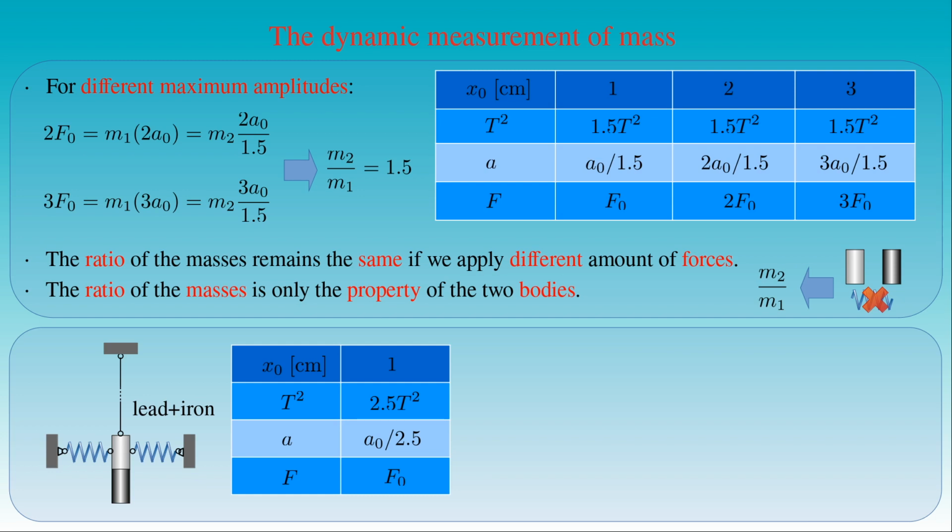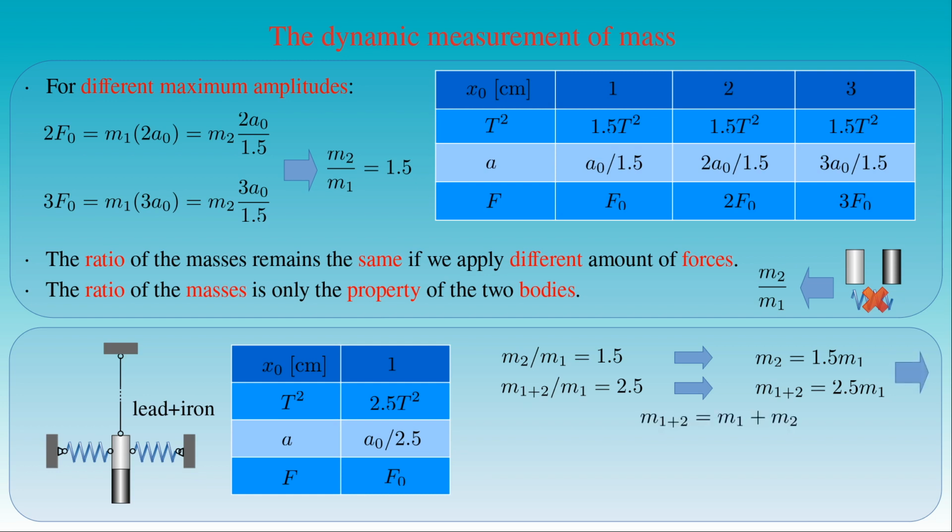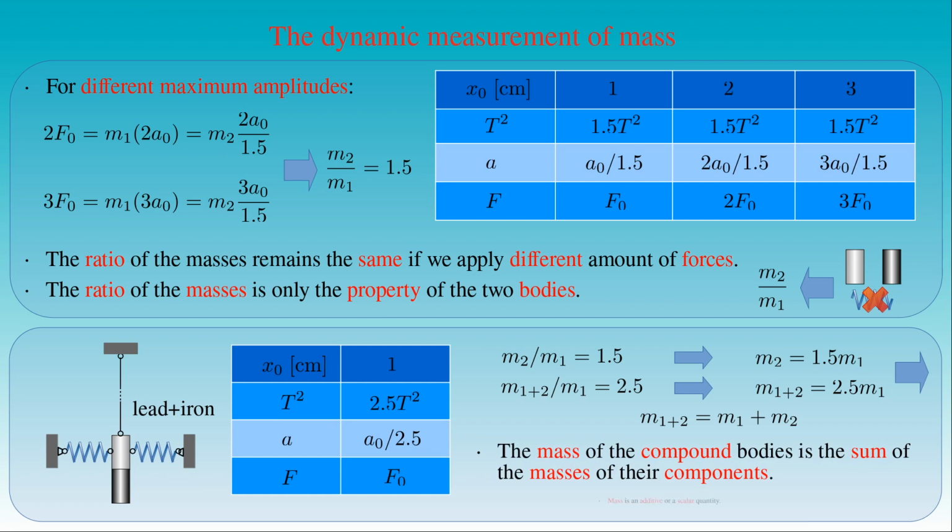We have already seen that the ratio of the mass of the lead cylinder to the mass of the iron one is equal to 1.5, that is, the lead cylinder is 1.5 times more massive than the iron cylinder. This experiment shows that the mass ratio of the double cylinder to the single iron cylinder is 2.5, at least with a relative error of a few percent. That is, the compound of cylinders is 2.5 times more massive than the iron cylinder. Then we conclude that the mass of the compound of cylinders is the sum of the masses of the individual cylinders. In general, we can also demonstrate that the mass of compound bodies is equal to the sum of the masses of their components, that is, the mass is an additive or a scalar quantity.